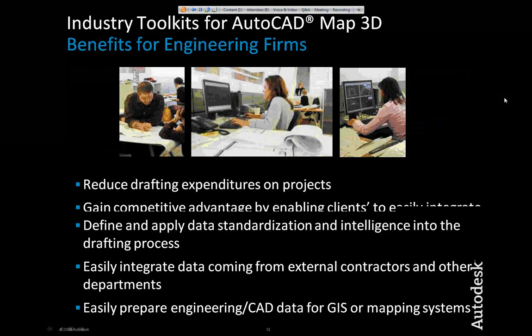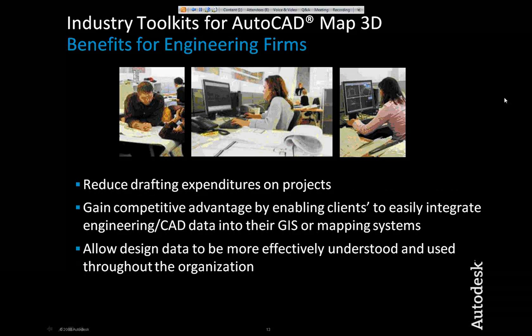Benefits for engineering firms: you get reduced drafting times and expenditures on projects. You gain productivity by enabling your clients to easily integrate these CAD standards into their system, because you can share this data model with anybody in that XML format and the DWT. So your outside contractors can now begin to work in this data model that you've adhered to. And so when you share drawings back and forth with these outside contractors, it's very easy to push data back and forth, and then again into the GIS mapping system.